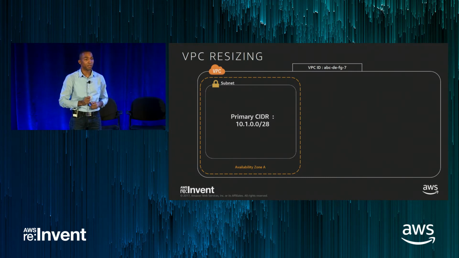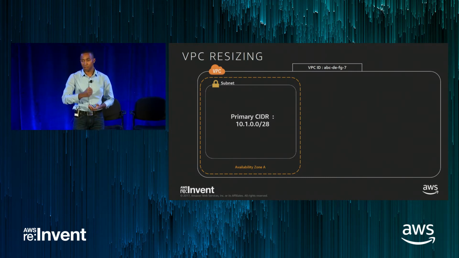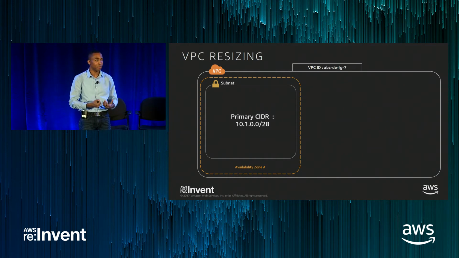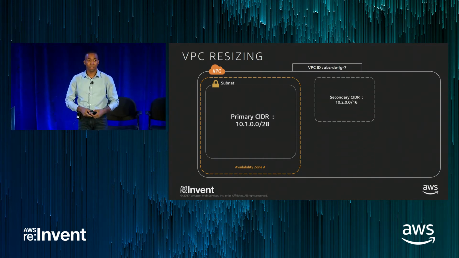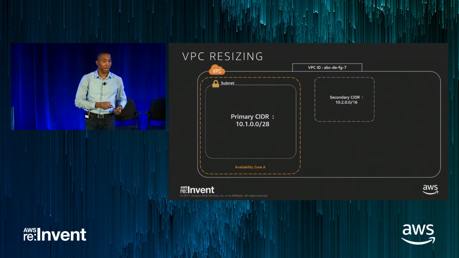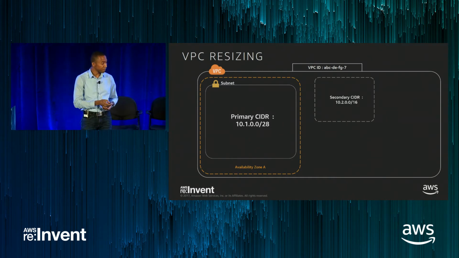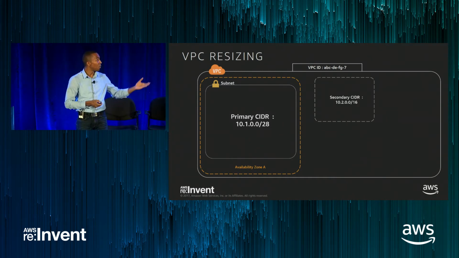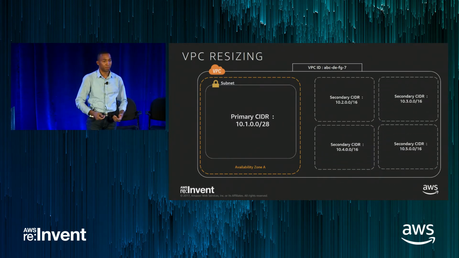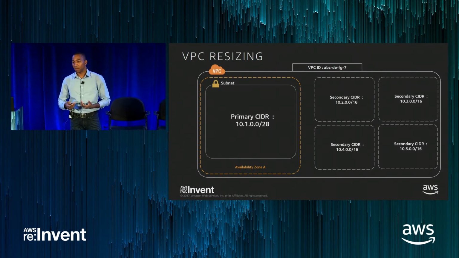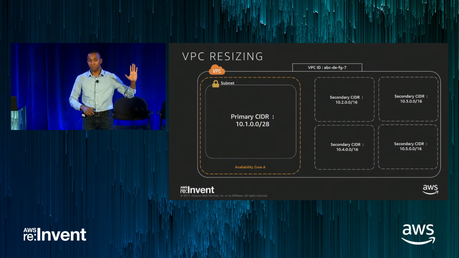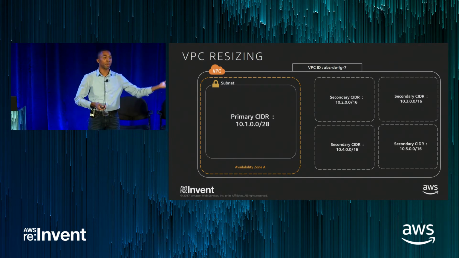VPC resizing does not mean changing the CIDR notation. It simply means adding an additional CIDR block to your VPC. And the CIDR block can be as large as a /16 as your primary VPC, or as small as a /28. And you have the option of adding one or multiple. By default, you can add 5. You can actually have 5 total CIDR blocks under one VPC ID, but you can actually raise this soft limit.